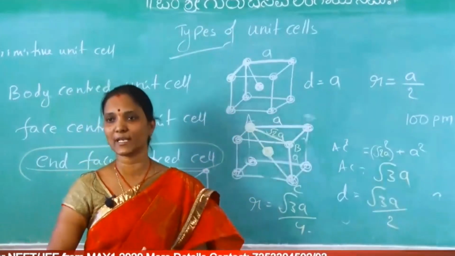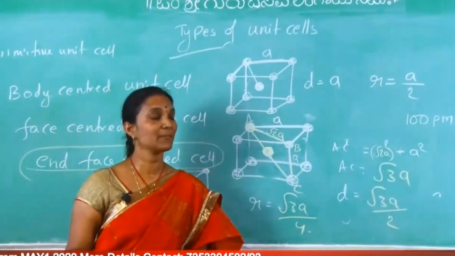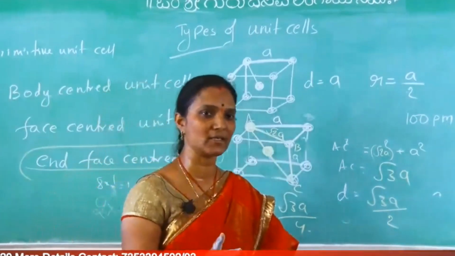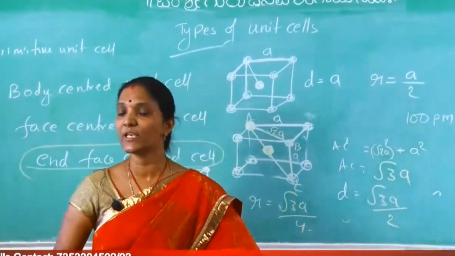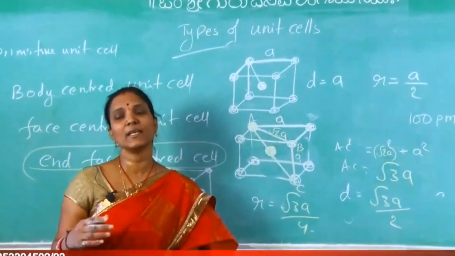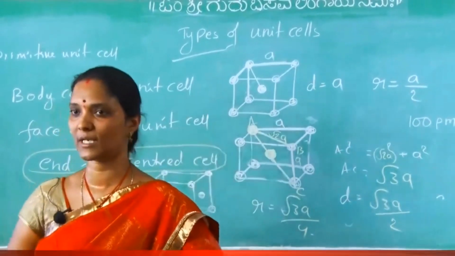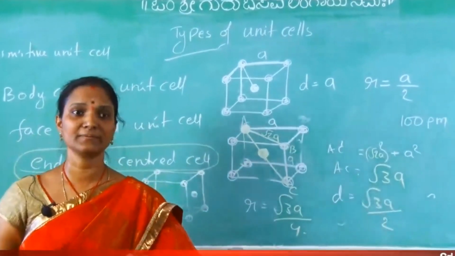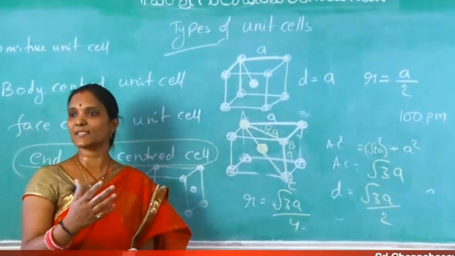Based on this, we can calculate the number of particles. So in primitive, number of particles are 1. In BCC, number of particles are 2. In FCC, number of particles are 4. In end face center, number of particles are 2. That is the particles calculation. Clear? And next one is the distance and radius calculation.